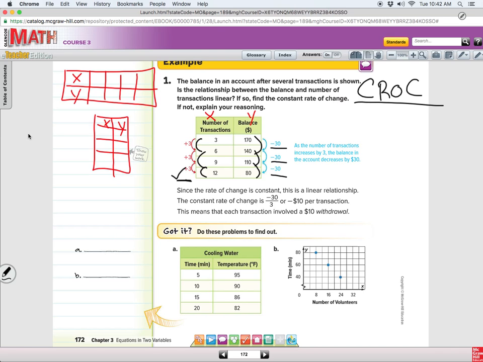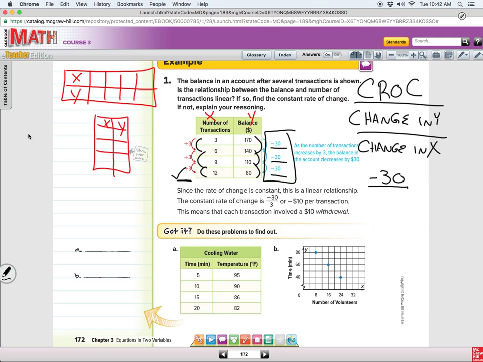Great acronym, CROC. Constant rate of change. You do the change in Y over the change in X. You should write this on the side. What does that mean? Well, we know Y changed each time by negative 30. That's our Y on top. We know that X changed each time by a positive 3. So if you simplify, which you should, negative 30 divided by 3 gives me negative 10.